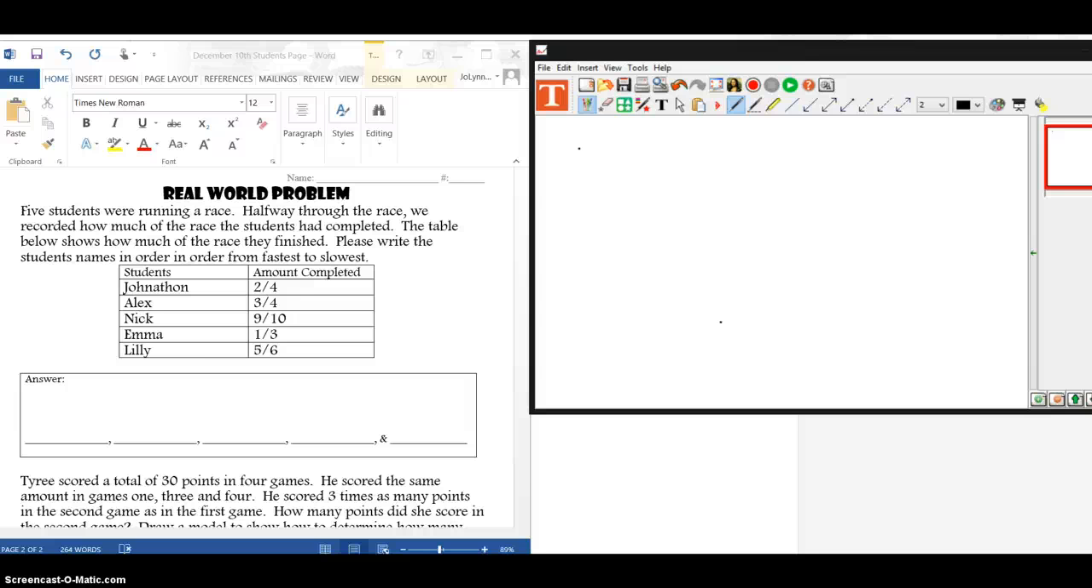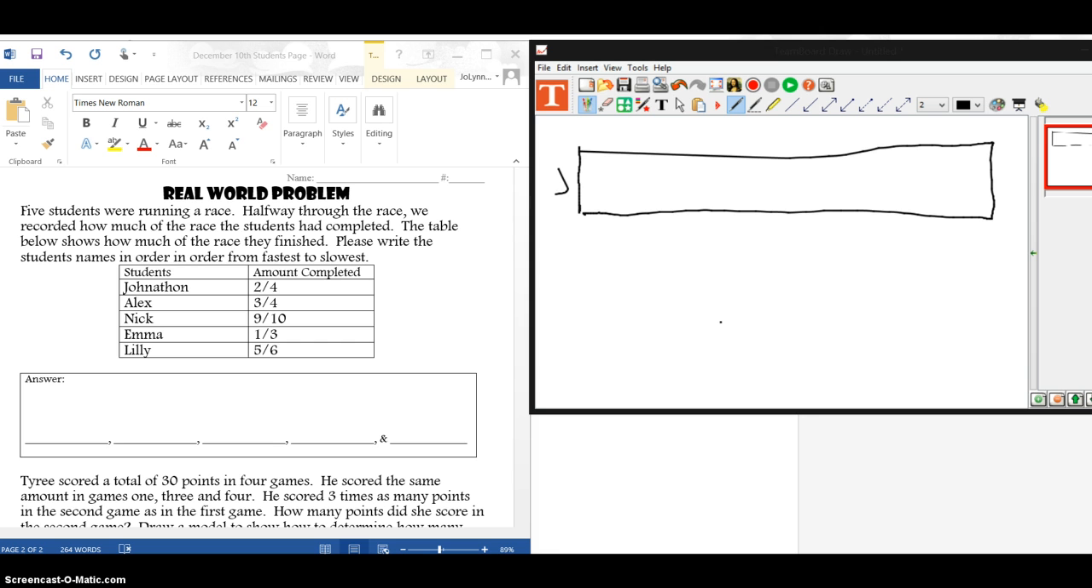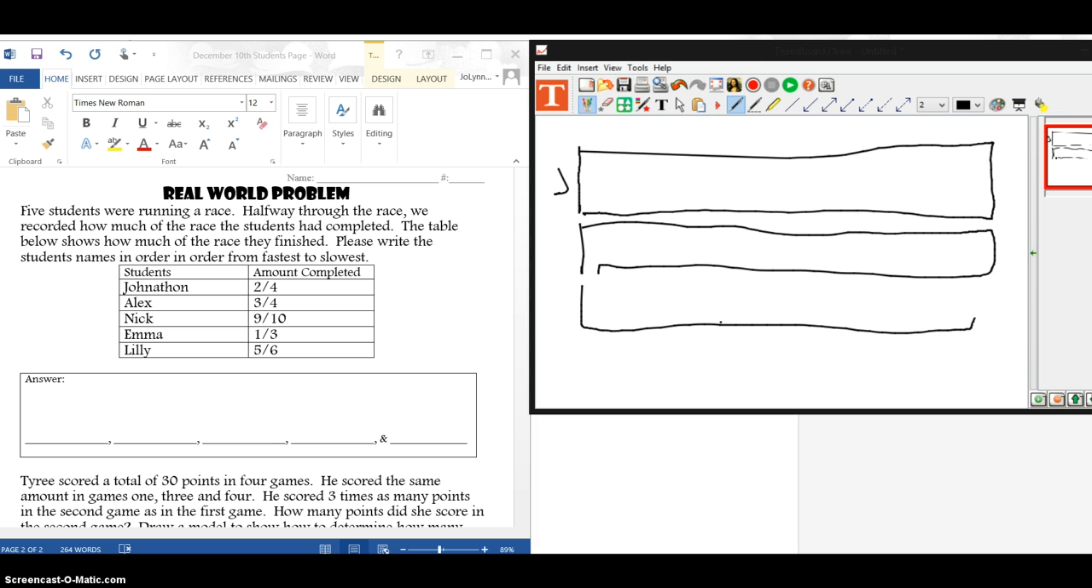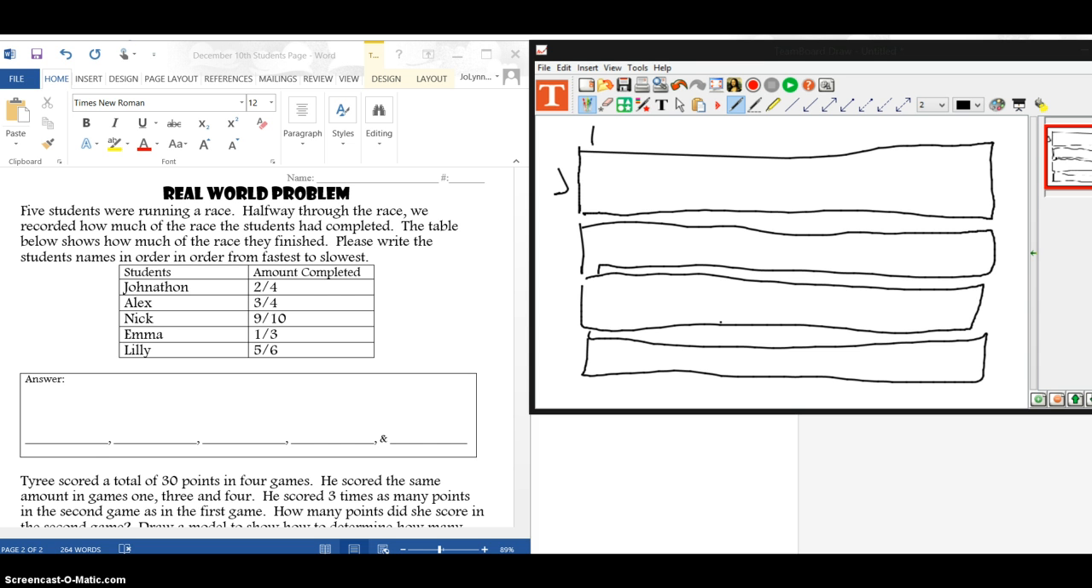So it seems like I need to compare these 5 people in terms of how far they went. So what I'm going to attempt to do is I'm going to draw a picture. I feel like that would be really helpful for me to see exactly how much. So I'm going to try my best here to make 5 bars that are as equivalent as possible. Try and squeeze one right up here. And I'm going to have Jonathan here, I'm going to have Alex here, Nick, Emma, and Lily.